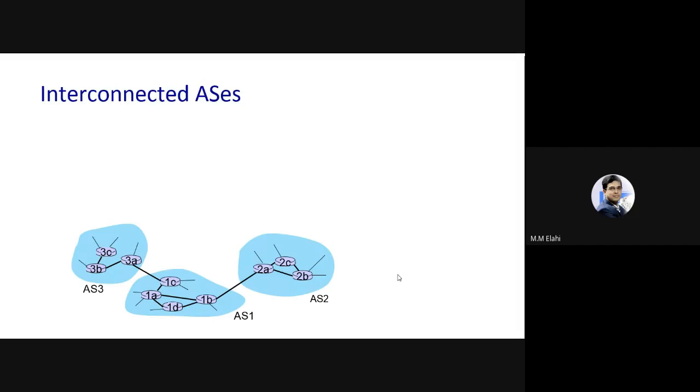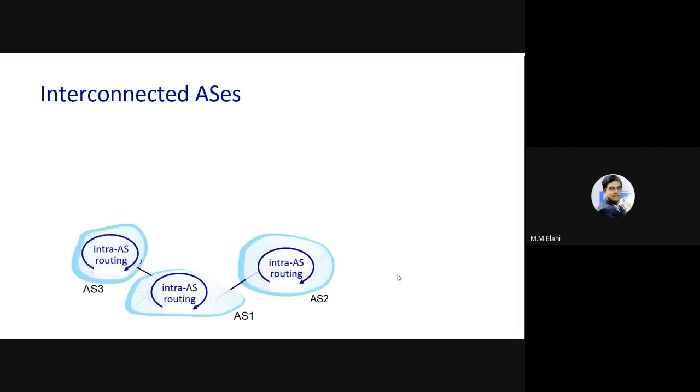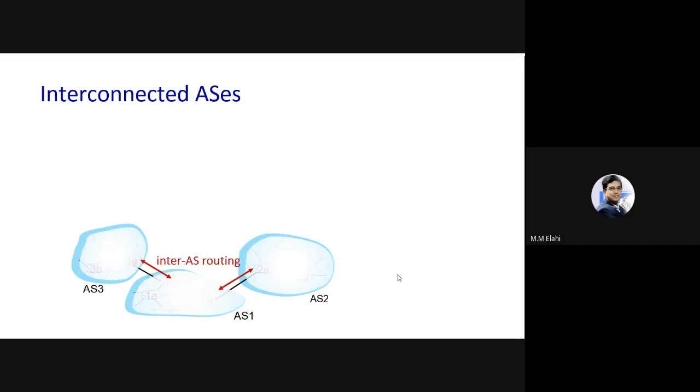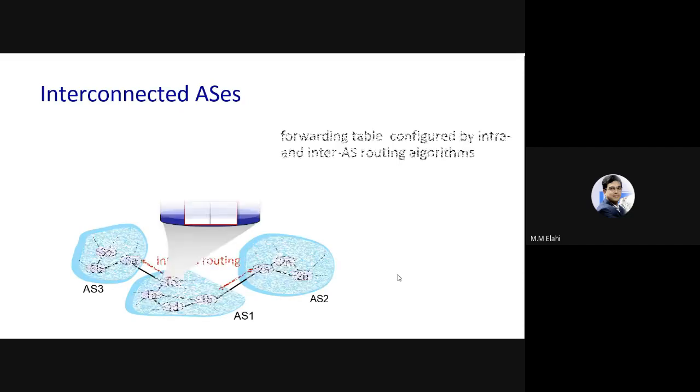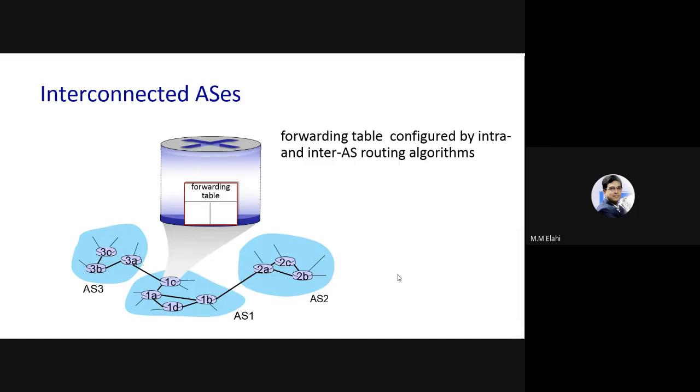There are 3 autonomous systems: autonomous system 3, autonomous system 1, autonomous system 2. So they have intra-autonomous system routing in each of these organizations. Fine, that will be fine, no problem. But the problem is whenever we need to communicate between different autonomous systems, in that case we need inter-autonomous system routing. Okay, so how does that happen?